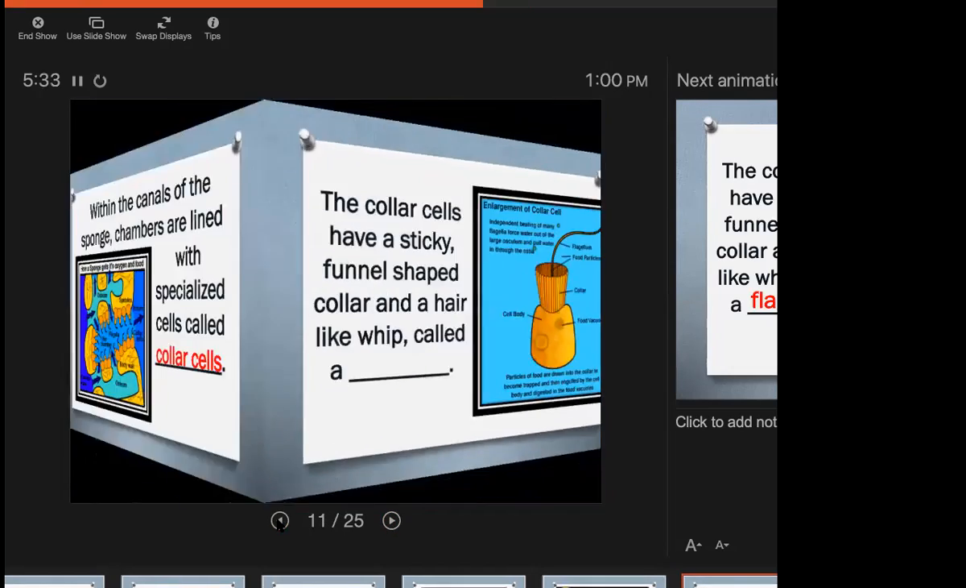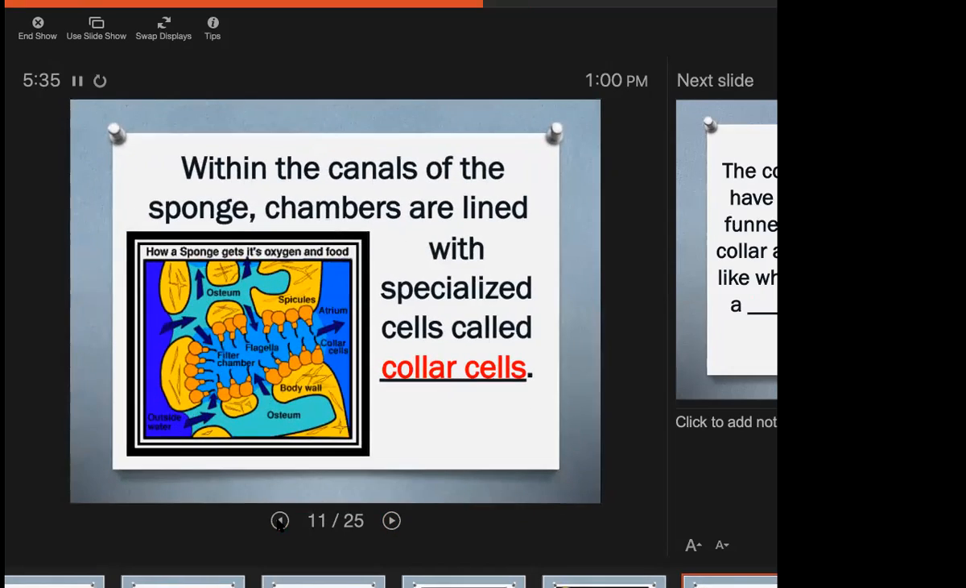Now, these collar cells have another name that I would want you to add in here, and I'll type this in the chat. They're called choanocytes. So choanocytes and collar cells are synonyms. They mean the same thing, for our purposes.